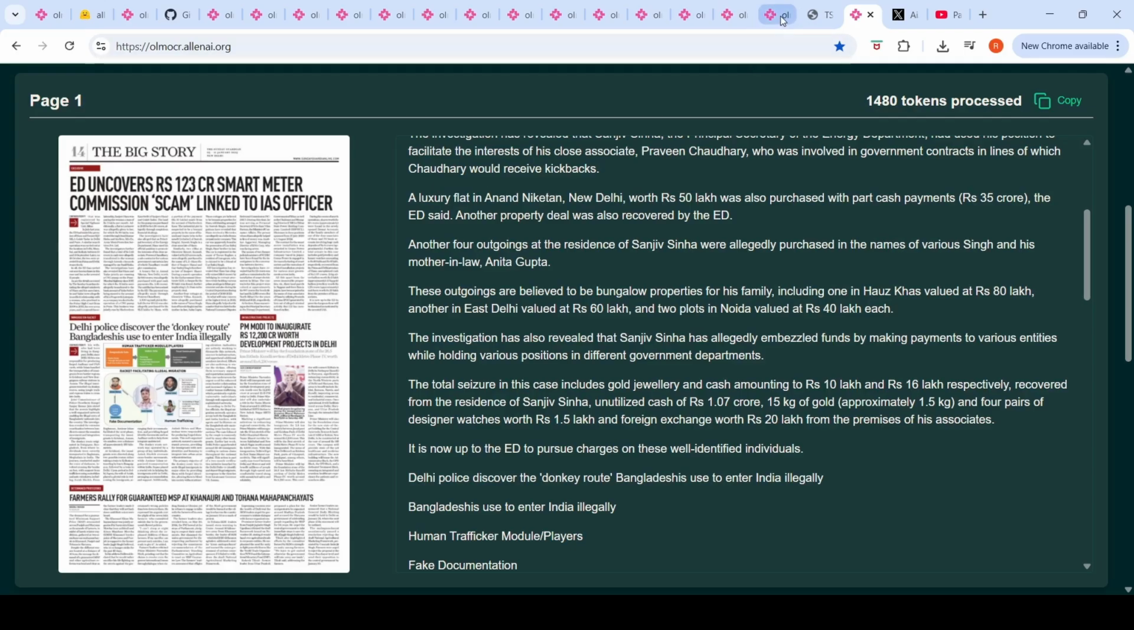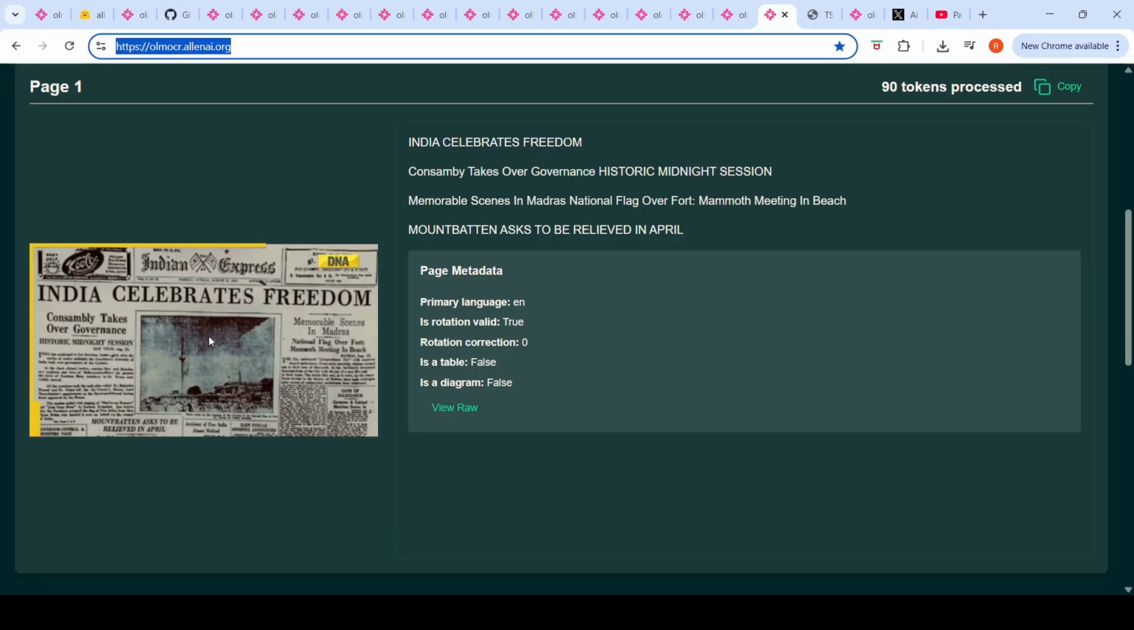Then I gave this newspaper image, a slightly older image. The quality is very poor over here, but it is still able to pull some of these headlines, like India celebrates freedom, Constituent Assembly takes over governance, historic midnight session, memorable scenes in Madras, national flag over fort. So whatever quality is there, that text it is able to pull really well over here.